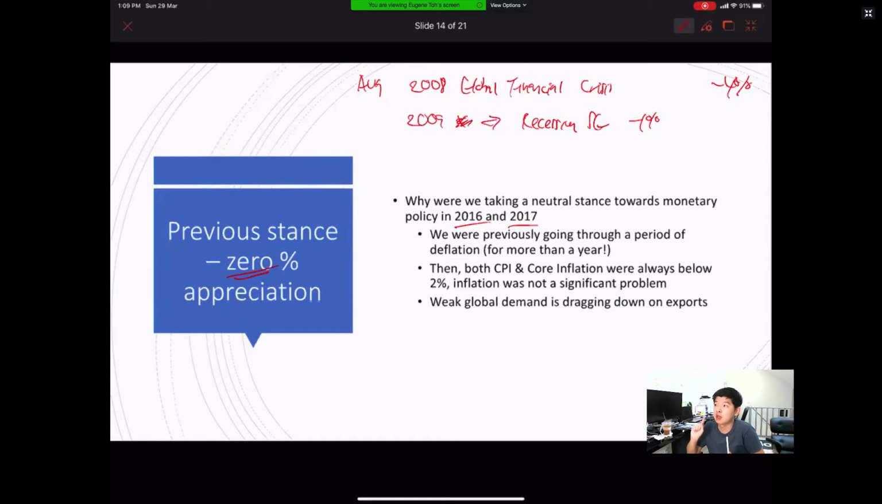But let's do a reality check. Yes, a weaker Sing dollar will cause your exports to become cheaper. But unfortunately, for Singapore, we manufacture our exports using, hello? Yes, we manufacture our exports using imported inputs, imported raw materials. So what's going to happen to prices of your imported raw materials? The prices are going to go up, right? So your cost of production is going to go up, right?